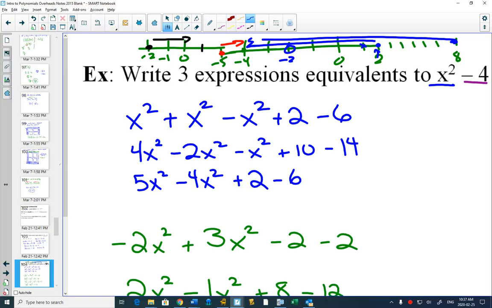And Logan. 4x squared minus 3x squared plus 11 minus 18. This will give us 1x squared. And if I'm at 11 and I go back 15, yes, that will end perfectly at -4. Excellent.